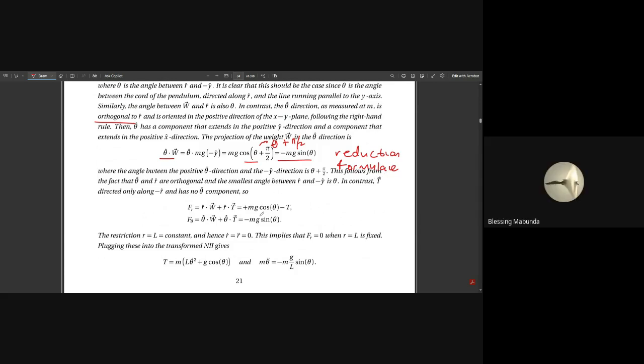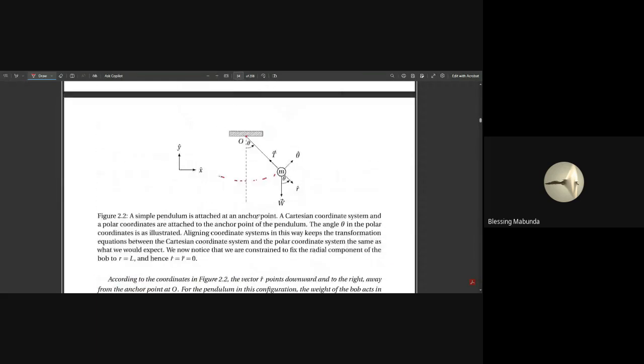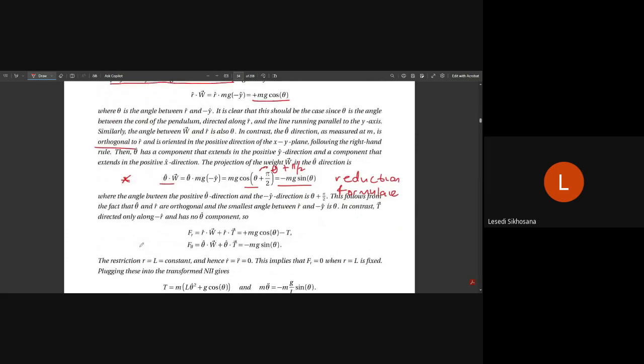All right, so with the angle here, we consider the projection of the weight W in this direction. So essentially, we consider this theta plus the 90 degrees there as theta plus pi by 2. So that's how we come to this angle there. Are you happy with this? I'm very happy. Thank you.